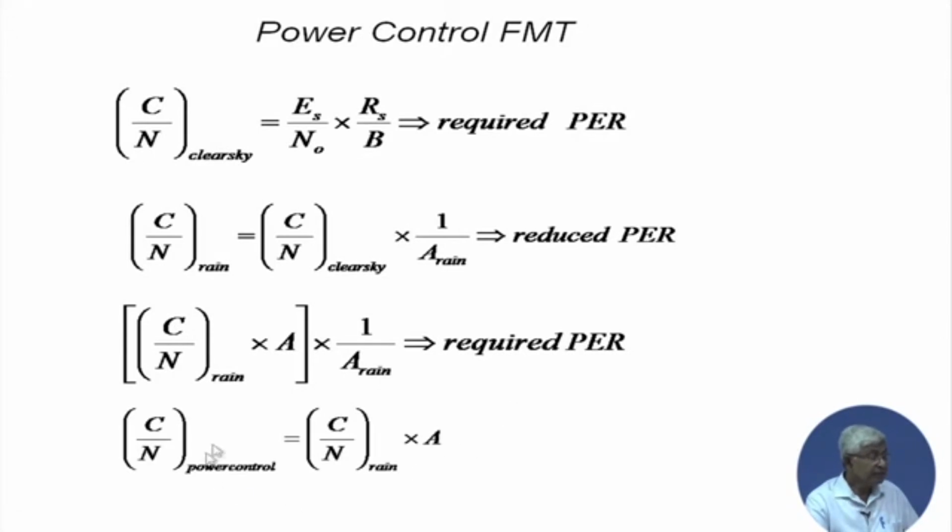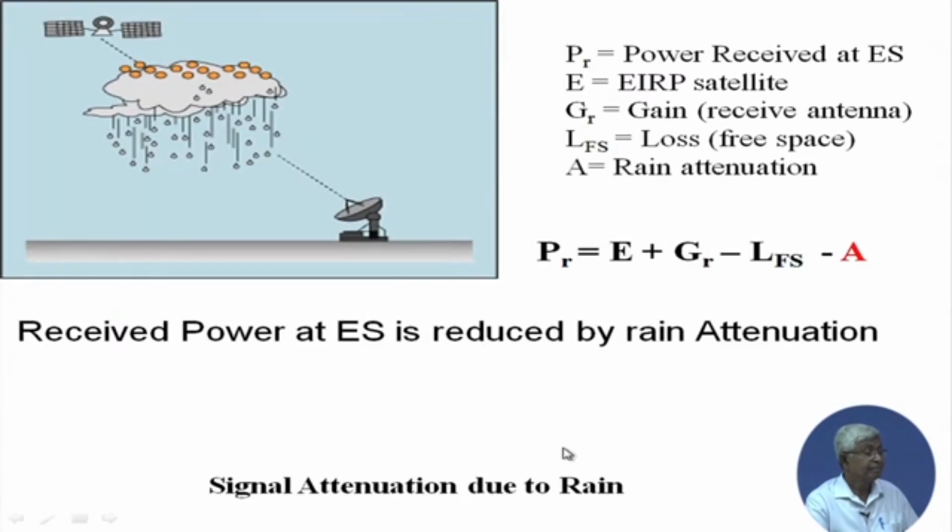So by C by N power control, we mean C by N during rain multiplied by A, or in dB it will be plus A. A is the attenuation due to rain. Shown in a different way in the picture, the satellite is transmitting and the ground is receiving. So the power received at the station is PR, and the equation is PR equals EIRP of the satellite plus the gain of the receive antenna minus the path loss or free space loss minus the attenuation A, and the receive power at the earth station is reduced by rain attenuation.